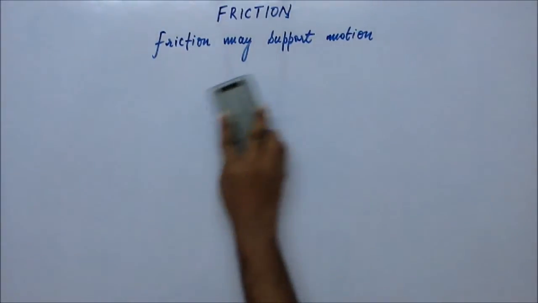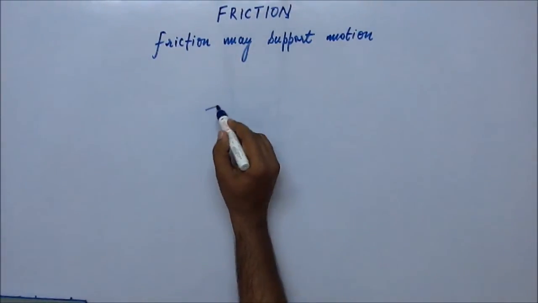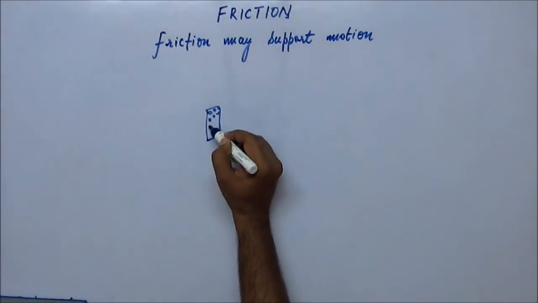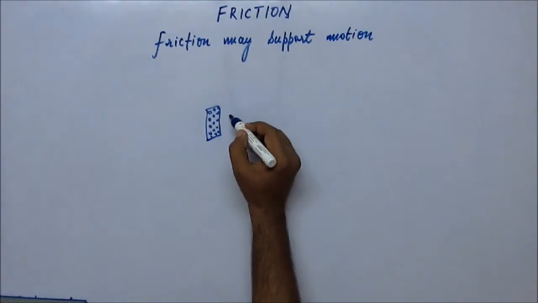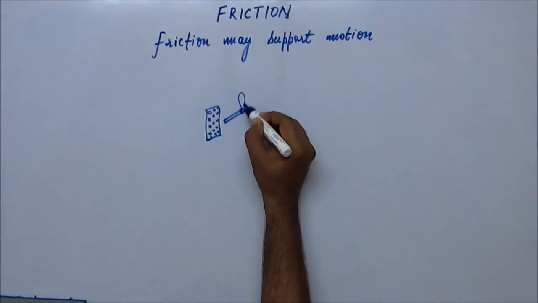So this is another example where friction is supporting motion. There are many advantages of friction. For example, when we use a matchstick, due to friction there is some rubbing. Due to that rubbing, there is some heat loss. There is some mass loss, and that mass turns into energy, heat energy, and that ignites the matchstick.